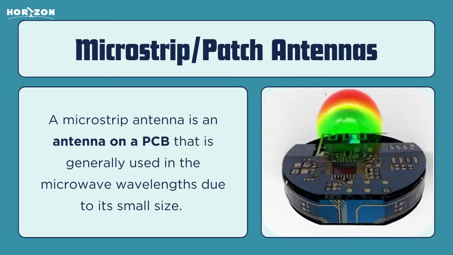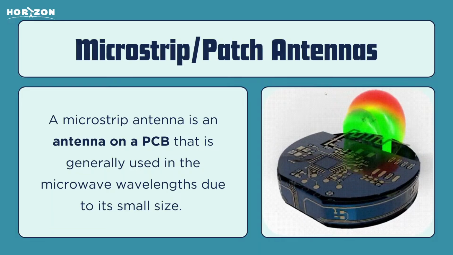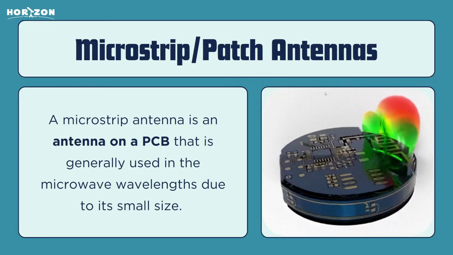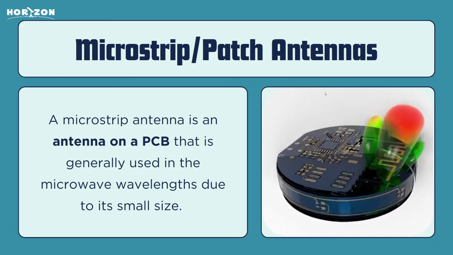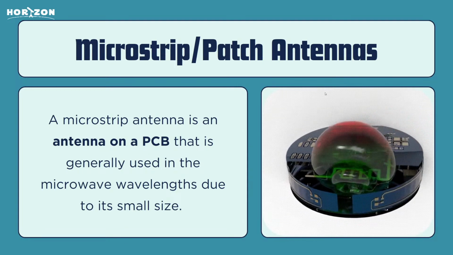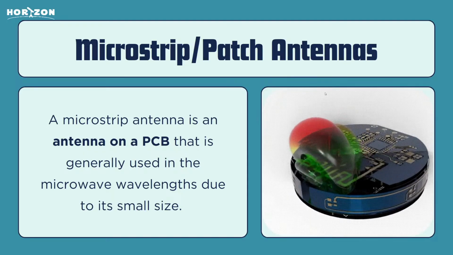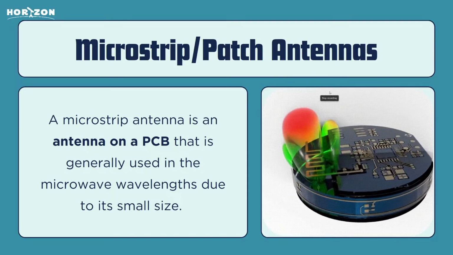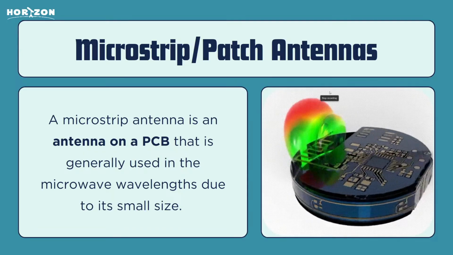So these are, as the name suggests, basically strips or patches of a conducting, say, copper layer on a PCB substrate, which is a dielectric, for example. And these are usually very small, so small that these usually pick up not just radio waves but also microwaves.